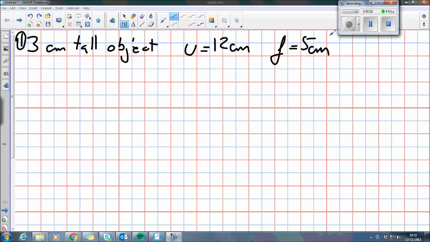So the first question of the seminar sheet, this is the first part A that we're looking at, is asking you about constructing the ray diagram for a 3 centimeter tall object that has an object distance of 12 centimeters for a converging lens that has a focal length of 5 centimeters.